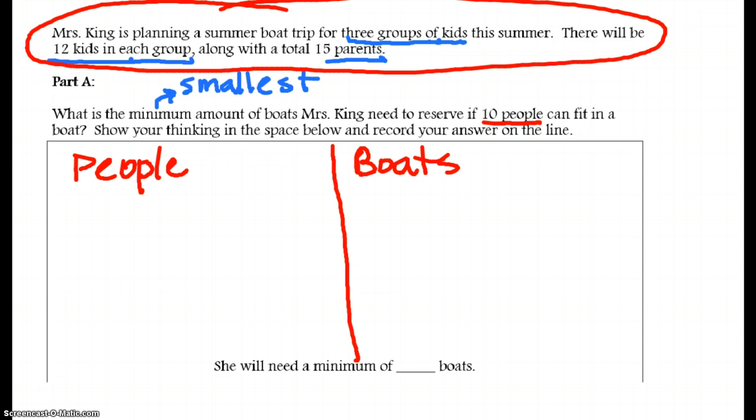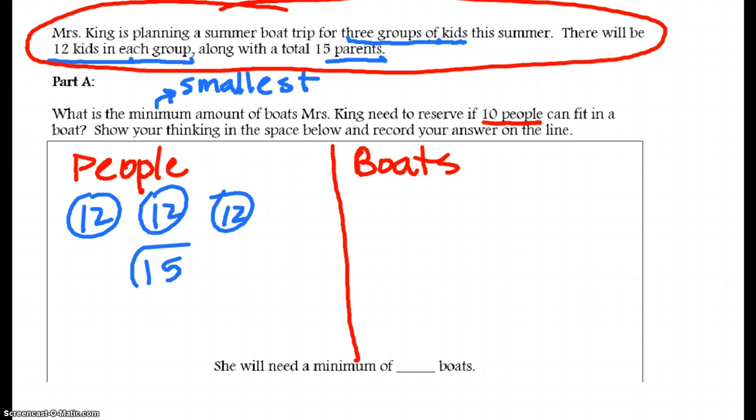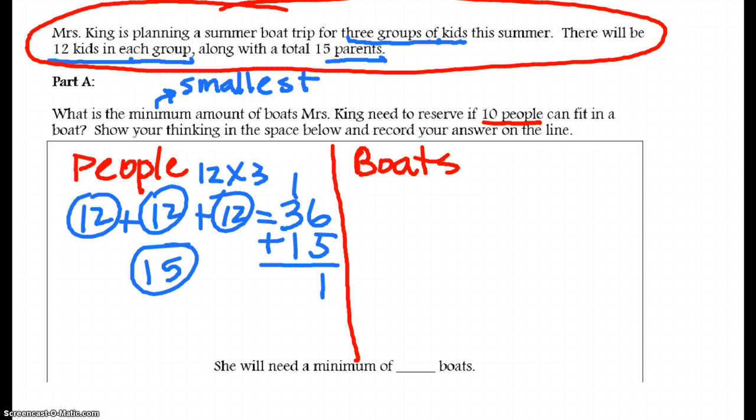So let's think this through. For the people, I know that I have 3 groups, and there's 12 kids in each of those groups. And then I also have 15 extra parents. If I combine all of these, I'll know how many people I have. First let me do 12 plus 12 plus 12, or I could also think of it as 12 times 3. And 12 times 3 is 36. Now I have this additional 15 that I'm going to add on down here. So it looks like I have 51 people who are going to be on this trip altogether.